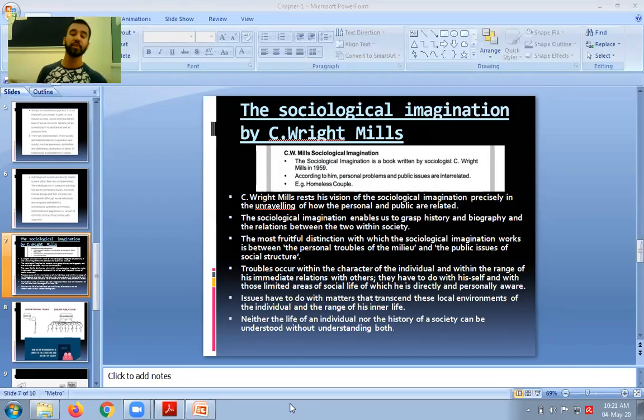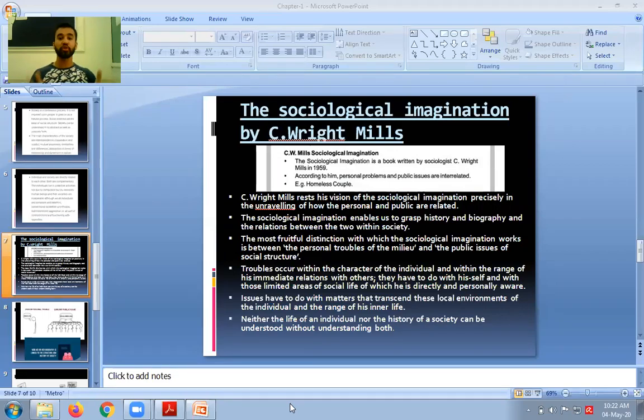And that's what C. Wright Mills, an American sociologist, says: there is an interrelation between personal troubles and public issues. Public issues are actually derived from personal problems. Suppose there is a problem of unemployment. If it is limited to one or two persons, then we can say it is a personal issue. But if it is spread to thousands of young people, then it becomes a public issue. So that's the reason I'm saying there is always a connection between personal trouble and public issue.